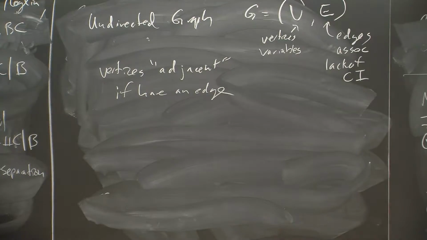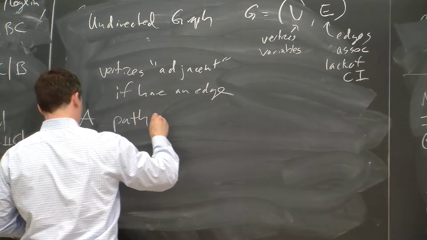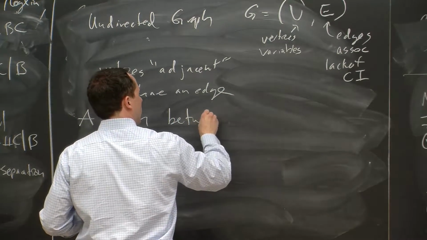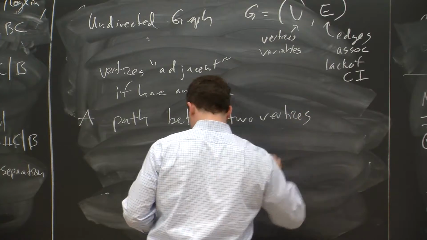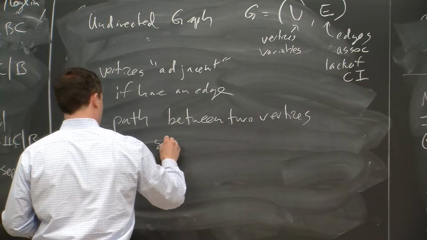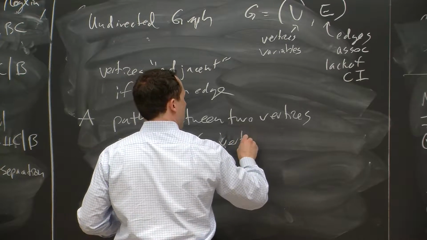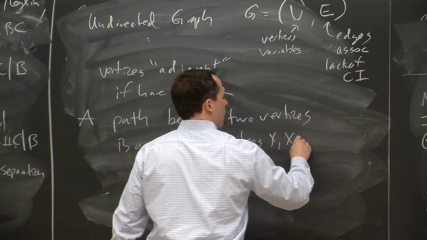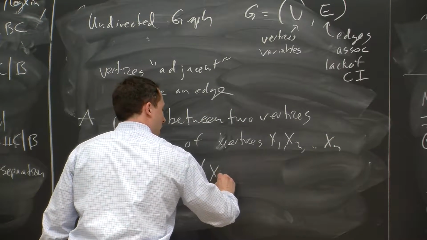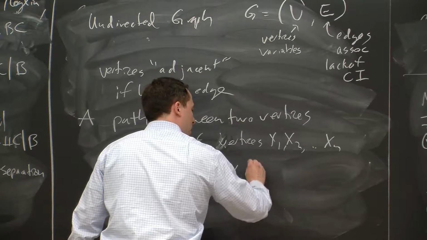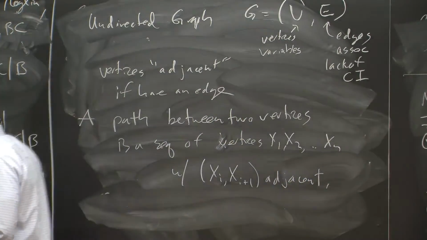And a path between two vertices is a sequence of vertices x1, x2, up to xn, with each pair xi, xi plus 1 adjacent. Just what you would think a path is. I follow edges through the graph.